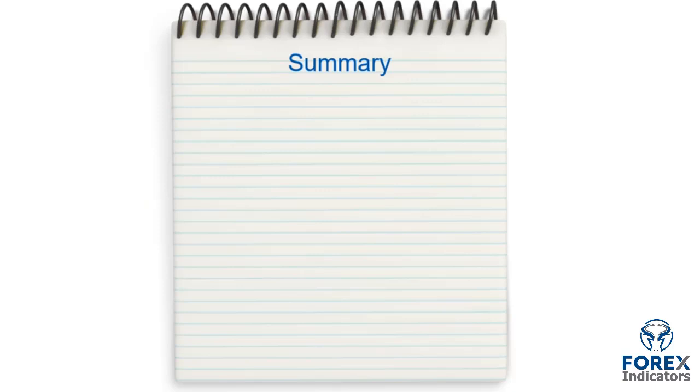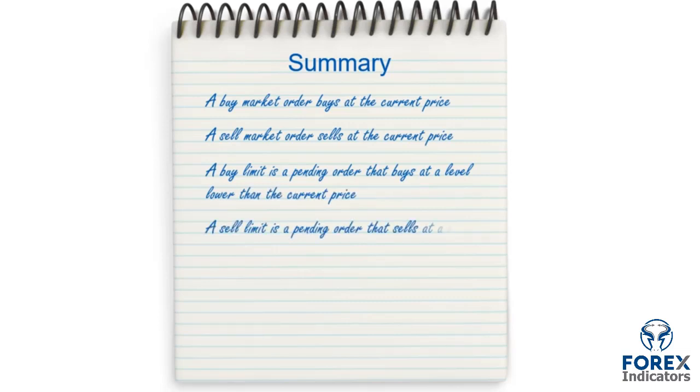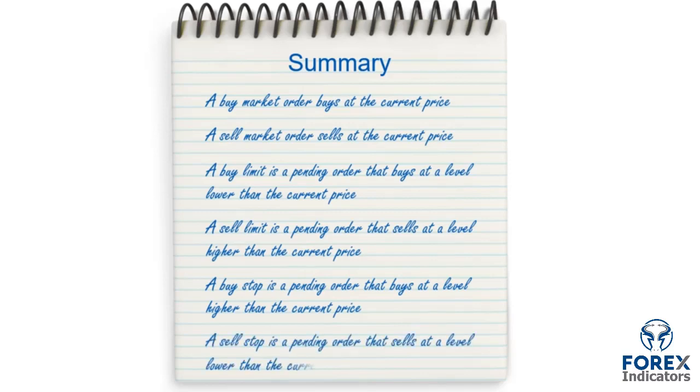Lesson: remember that a buy market order buys at the current price. A sell market order sells at the current price. A buy limit order is a pending order that buys at a level lower than the current price. A sell limit order is a pending order that sells at a level higher than the current price. A buy stop order is a pending order that buys at a level higher than the current price. And finally, a sell stop order is a pending order that sells at a level lower than the current price.